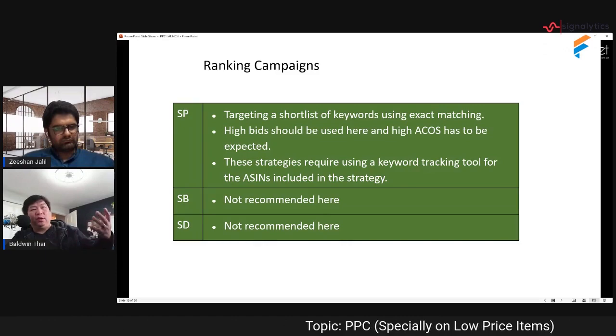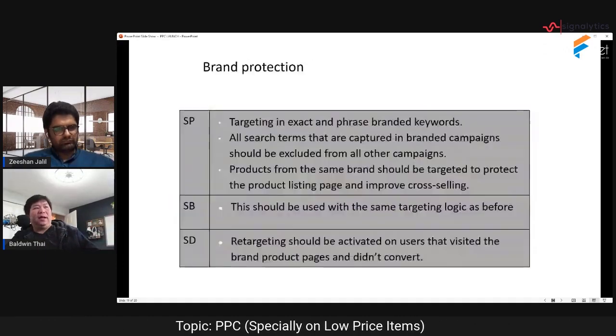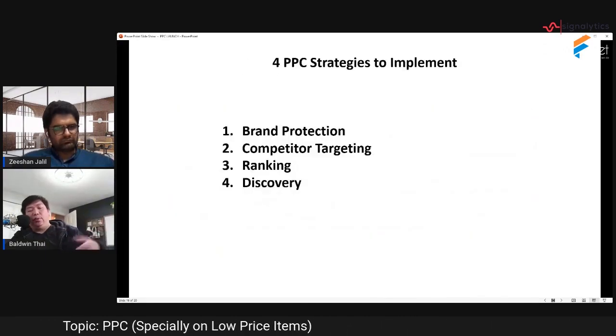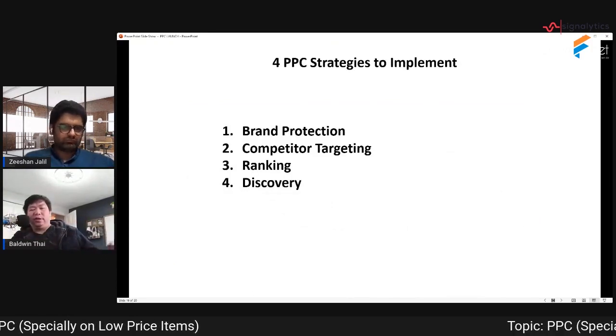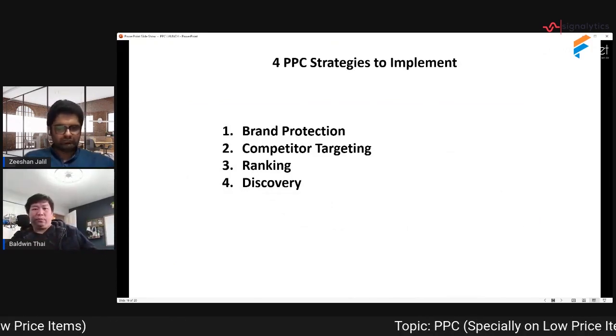So these are the three campaigns. The last one is your discovery, which is just in general your normal funnel.